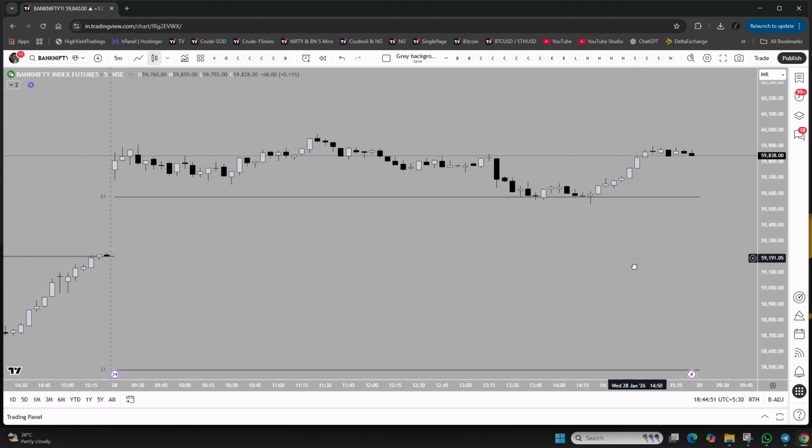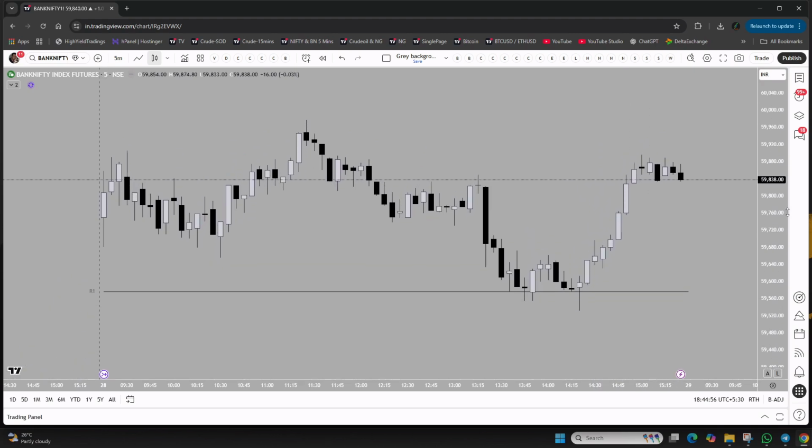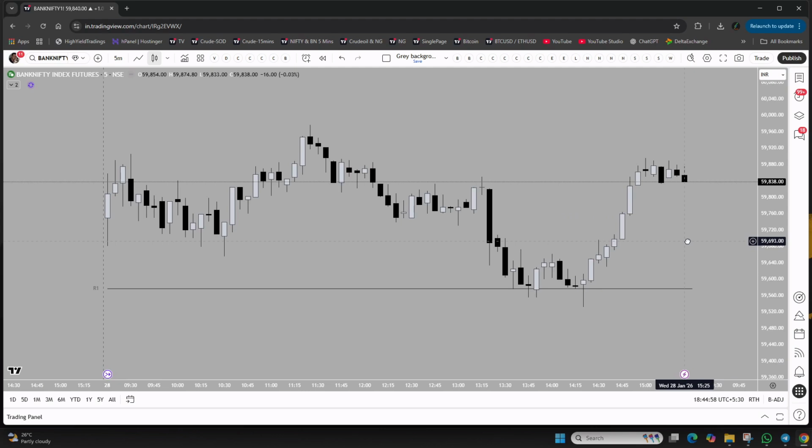So in such a situation, how do we trade, right? Let me go ahead and explain it. Let me make it a bit bigger so that it's clearer. The first candle of the day, that is the 9:15 candle, opens above R1 and closes above R1. Please remember, we do not take any trades in the first candle of the day.